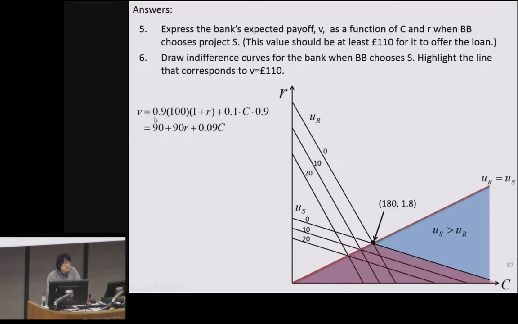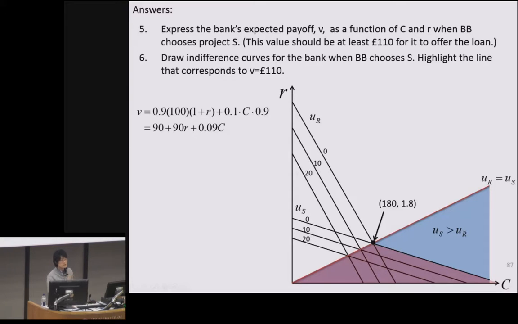If Brown Bakery selects the safe project, the probability of repayment is 90%, and this is the amount of repayment the bank can get from Brown Bakery. There's a 10% chance of the project failing. In that case, Brown Bakery will hand over the collateral, which is worth C times 0.9 pounds to the bank. So if we simplify this expression, that's 90 plus 90R plus 0.09C.